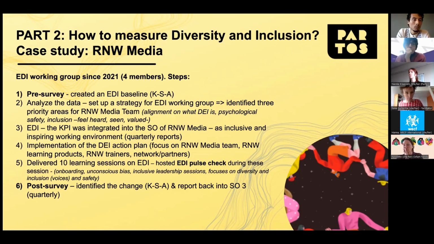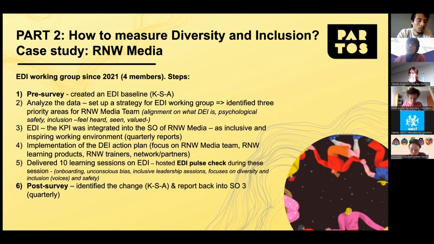And what happened was we integrated the DEI strategy. A KPI was established, and this KPI was integrated in the strategic objectives of the organization. As part of the strategic objectives, we have 5. One of them is about an inclusive and inspiring working environment. And we managed to have one KPI from DEI.